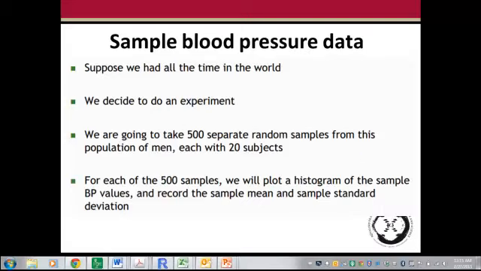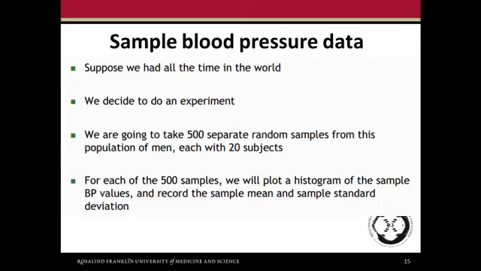So suppose that we had a lot of time and we decided to do an experiment. We're going to take 500 separate random samples from this population of men, and each time we're going to sample 20 individuals, right? So we're going to take samples of 20 individuals 500 times. For each of those 500 samples, we're going to plot a histogram of the sample blood pressure values and record the mean and standard deviation.